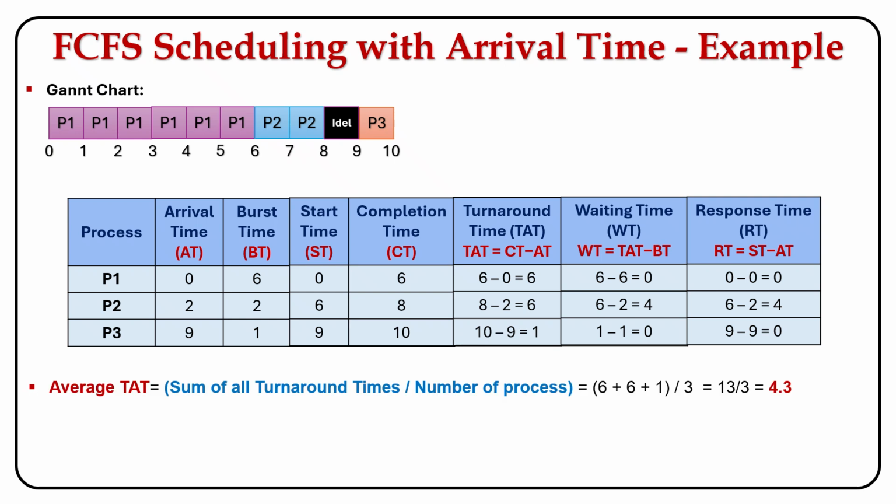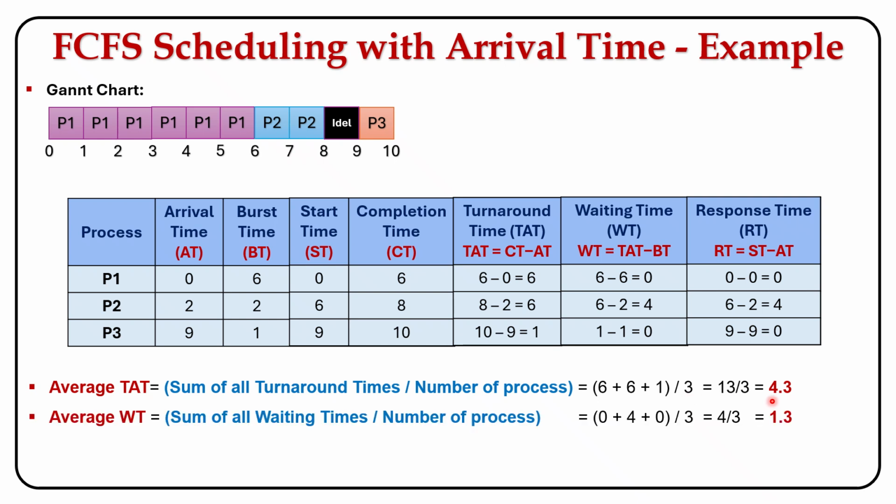Next, we can calculate the average turnaround time using the formula sum of all turnaround times divided by number of processes. So in our problem, we have 3 processes and turnaround times we have calculated earlier for all 3 processes. That is 6 for process P1, 6 for process P2 and 1 for process P3. We can substitute it in the formula and we get 6 plus 6 plus 1 divided by 3, which is equal to 4.3.